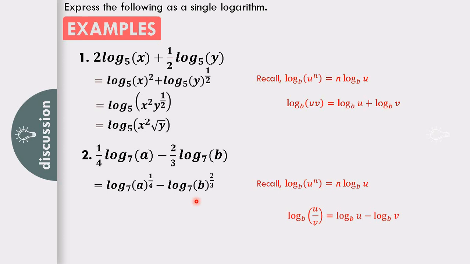Next, we have this subtraction, so we will divide the arguments. So we have logarithm of a raised to 1/4 over b raised to 2/3 to the base 7. Then the exponents which have a fraction will transform into radicals. So we have logarithm of 4th root of a over cube root of b squared to the base 7.